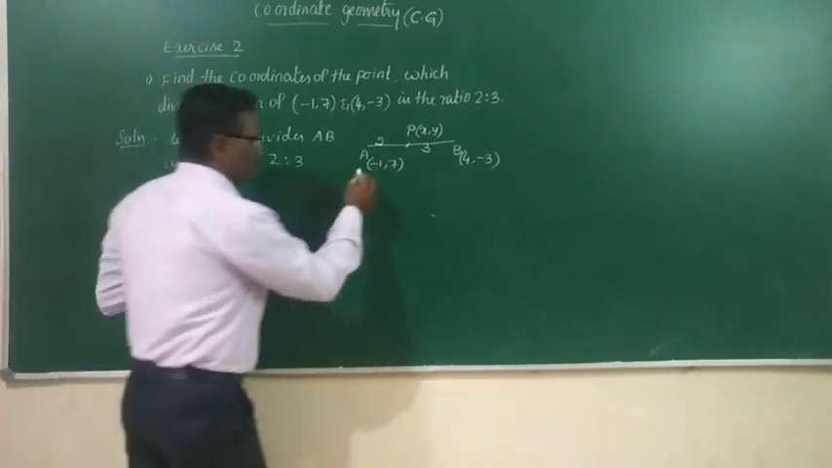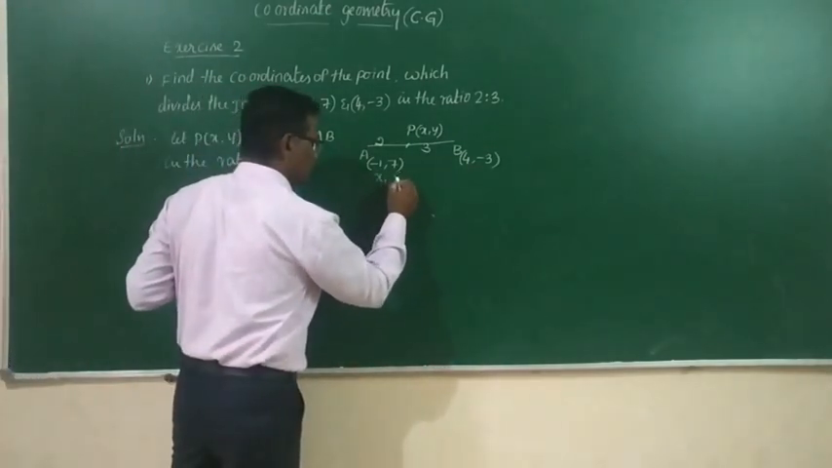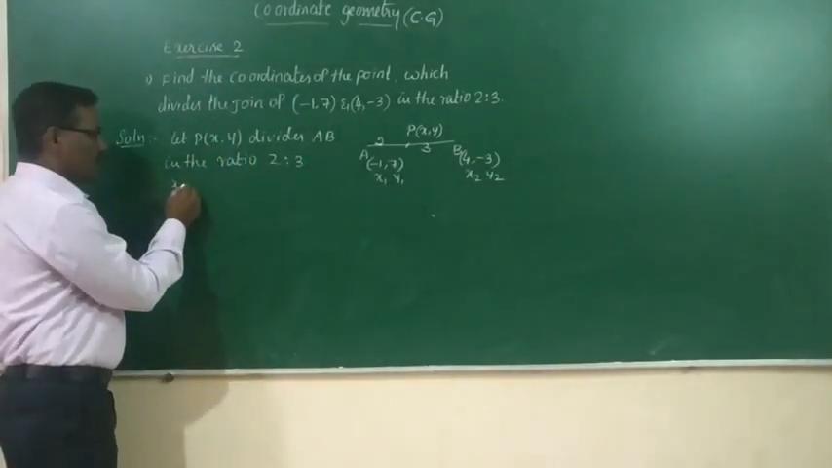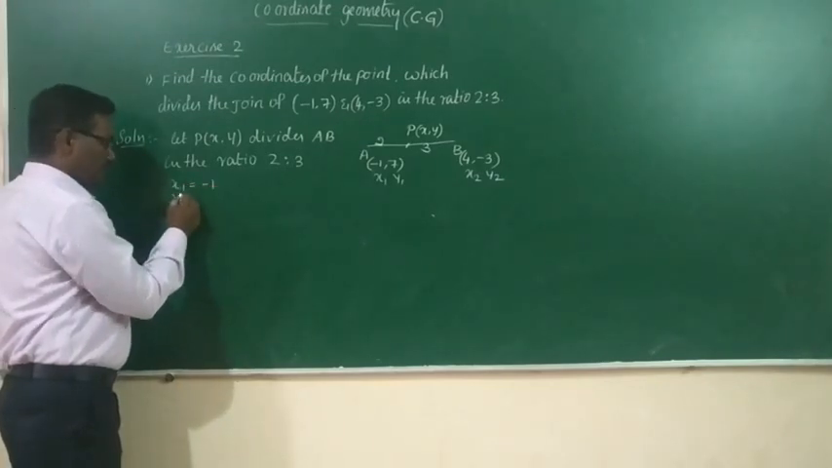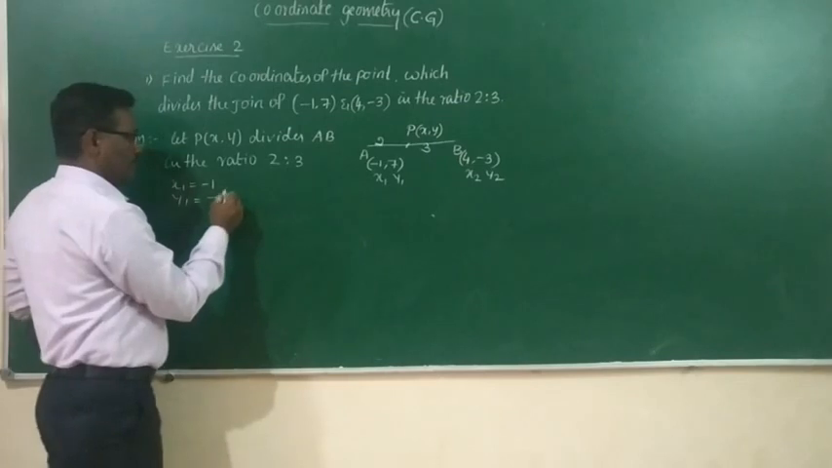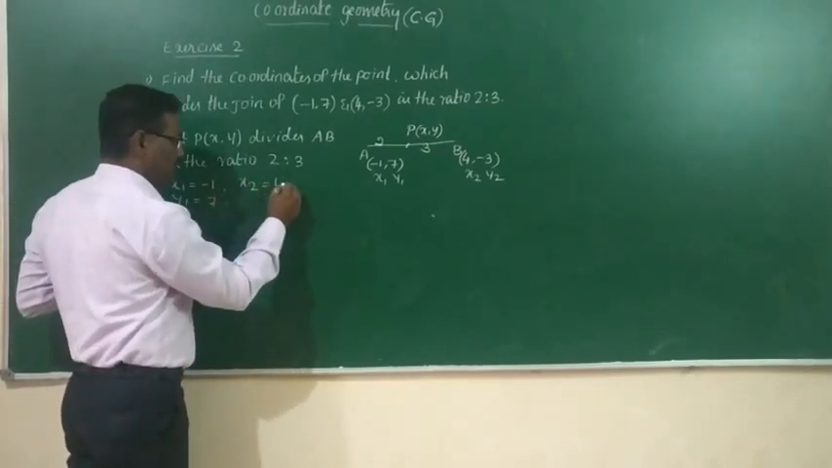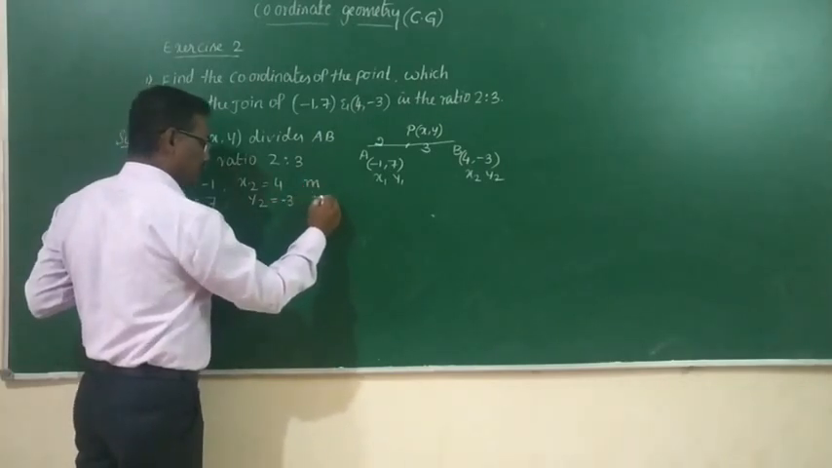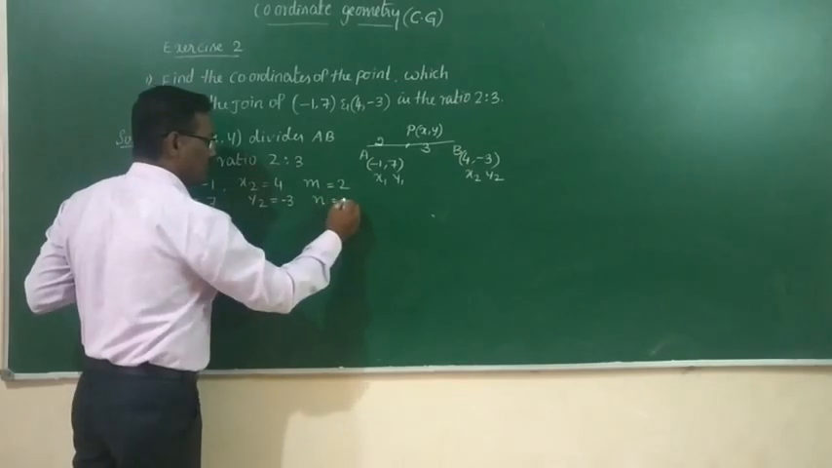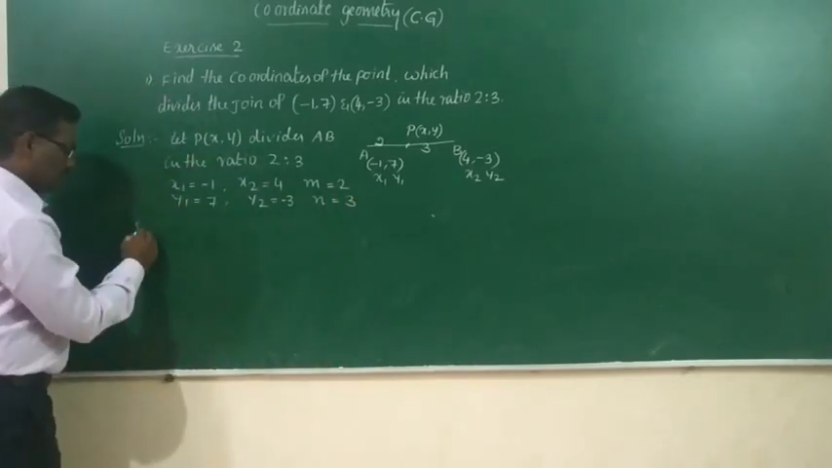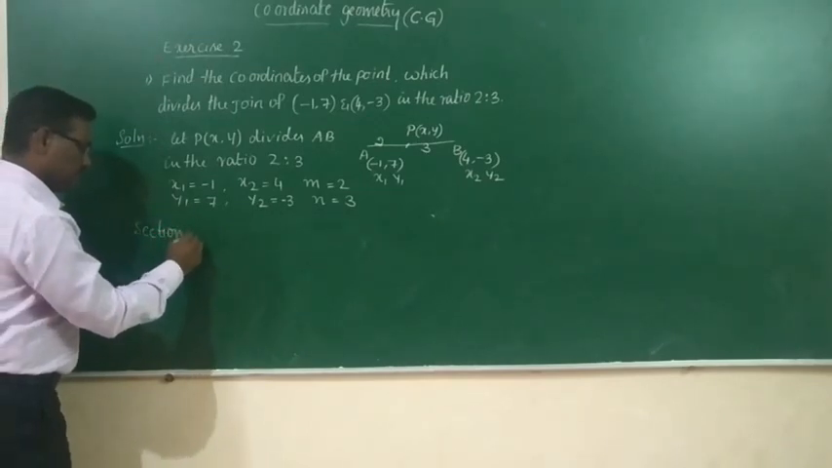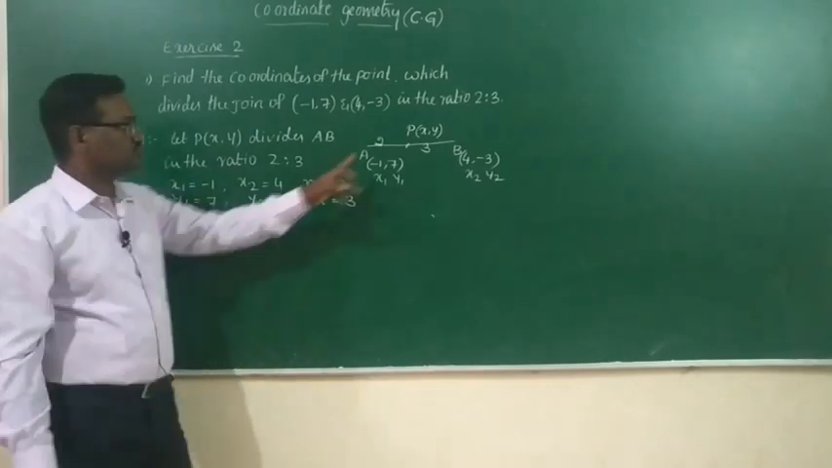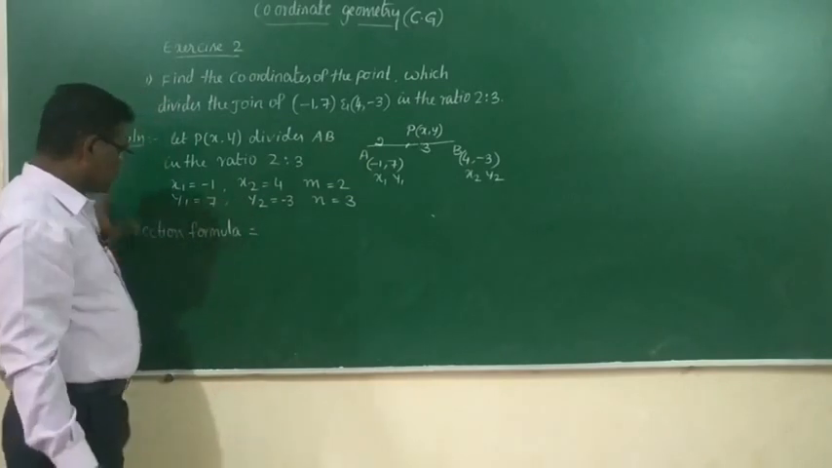Here, the first point which is taken as x1, y1, here x2, y2. We need to mention here what is x1 value, -1, y1 value 7. x2 from B, x2 is 4, y2 is -3. And also m and n. What is m value? 2. N value? 3. Therefore, section formula, which we can use here, because we are finding here section point. For finding section point, we can use section formula.